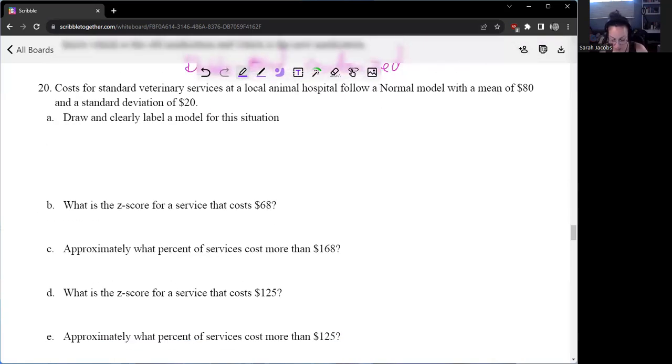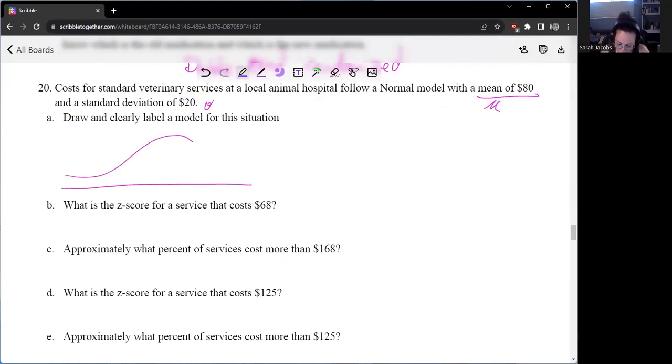Costs for standard veterinary services at a local animal hospital follow a normal model with a mean of 80, mu for mean, and a standard deviation of 20. So that's our standard deviation. Draw and clearly label a model for this situation. Okay.